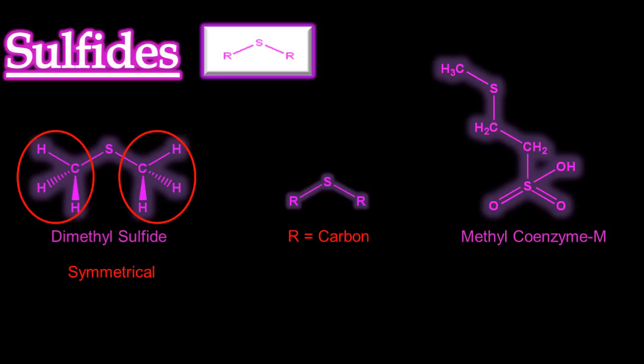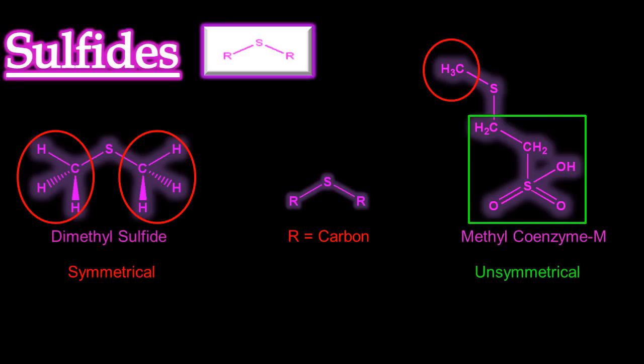Contrastingly, methyl coenzyme M features two sulfur atoms, but only the top one is considered to be a sulfide. The top sulfur is bonded once to a methyl group and to a two-carbon chain which is connected to the rest of the organic compound. This makes methyl coenzyme M an unsymmetrical sulfide.